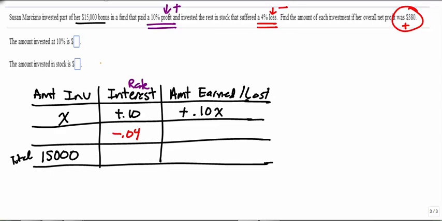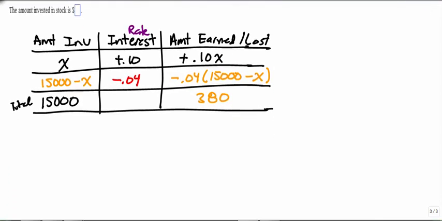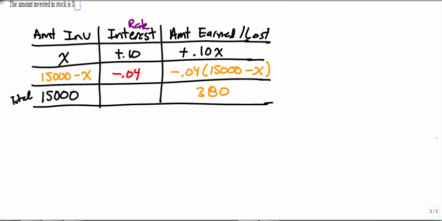Now our next value here, if I have a total of, let's say, 5,000 invested here, that would mean 15,000 minus 5,000 would leave 10,000 for this amount. But I don't know how much is here, so I just have to subtract X instead of that value of 5,000. Now here I'm going to lose 4% of that remaining amount that's invested. So I have the amount earned, the amount lost, and the total was $380. So this is one way to set this up. There's a lot of different ways to work this problem, but this is one way.